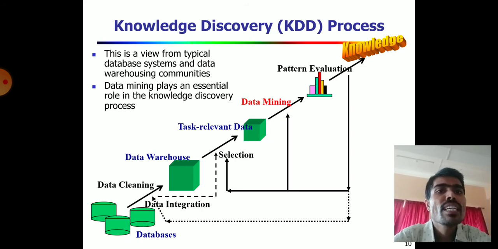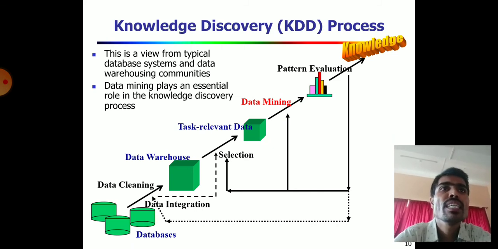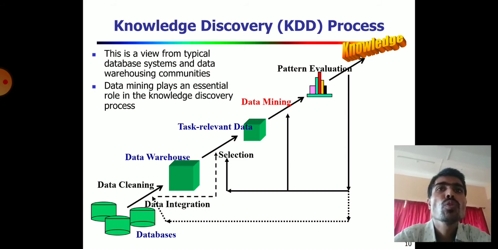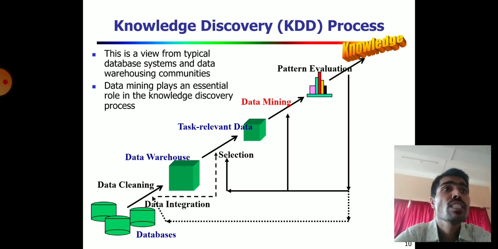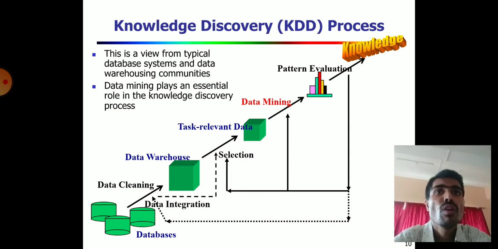Then the fourth one is data reduction and projection. That is finding useful features to represent the data depending on the goal of the task, using dimensionality reduction or transformation methods to reduce the effective number of variables under consideration, to find an invariant representation of the data. Then we get the task-relevant data. Next we have to choose the data mining task, that is deciding whether the goal of the KDD process is classification, regression, clustering, etc. We have to decide it.